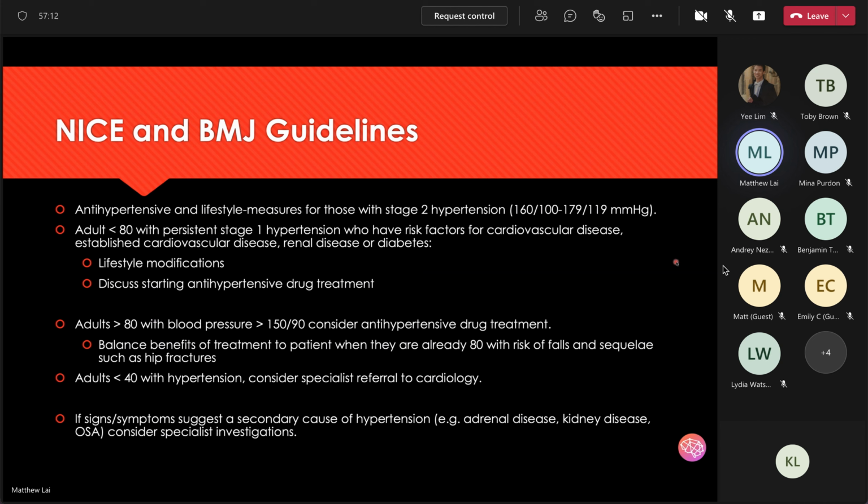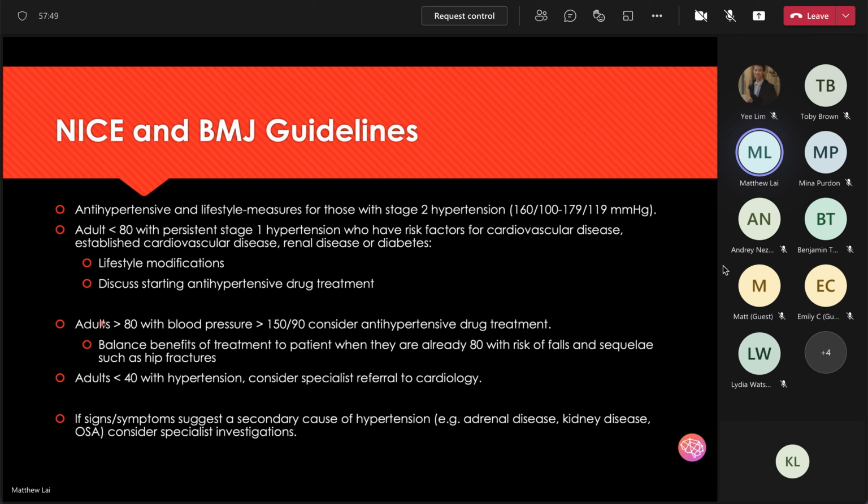So this is another big slide with a lot of details, but the reason why I've included it is because I'm going to explain to you the principles of why the guidelines are the way they are. So if we remember, it's all about risk. So people who have stage 2 hypertension, we say they're definitely at risk, definitely recommend starting antihypertensive medication. For adults who are younger than 80 with stage 1 hypertension and other risk factors, we discuss starting antihypertensive drug treatment and we would recommend it.